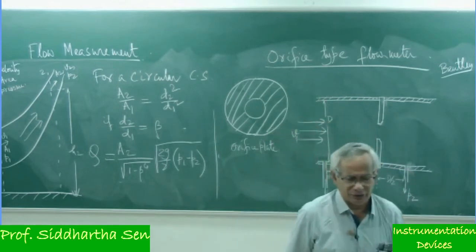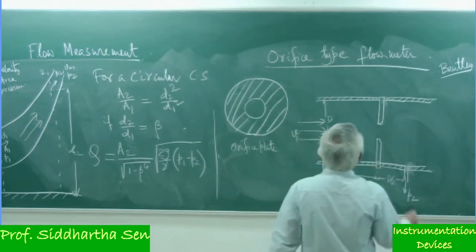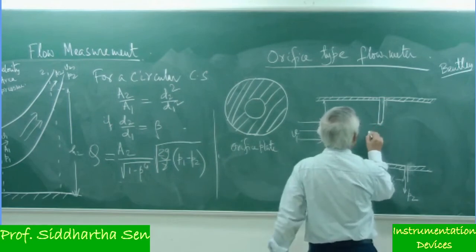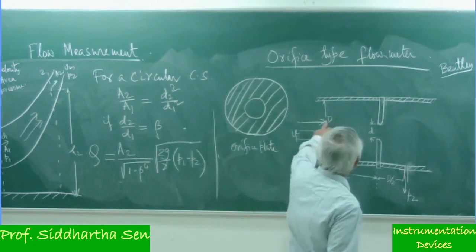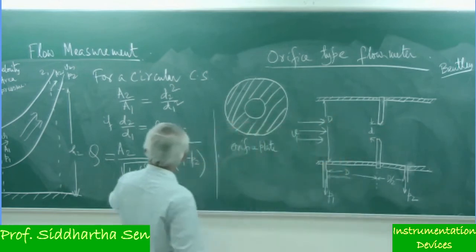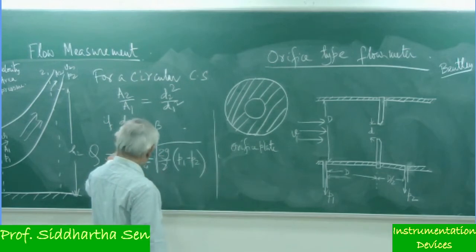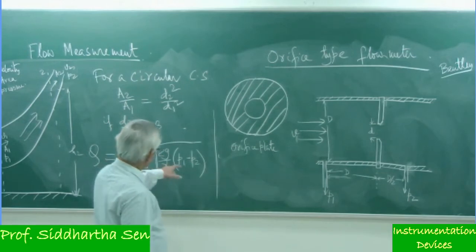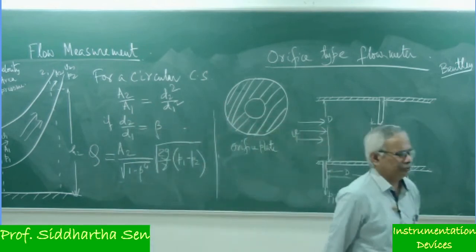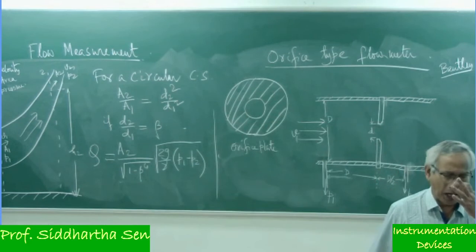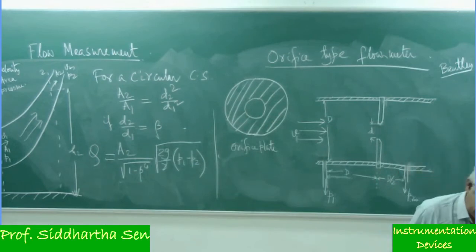You measure P1 and P2 and find out the difference between P1 and P2. Small d is the orifice diameter. Capital D is known, g is known, gamma is known, and A2 and beta are all known. So by measuring P1 minus P2, we can get the expression of the flow rate. We can find out like this.